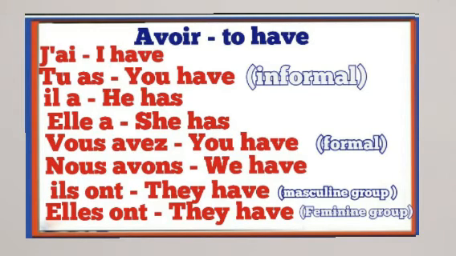I have. Tu as, you have. Il a, he has. Elle a, she has. Vous avez, you have. Nous avons, we have. Ils ont, they have, masculine group. Elles ont, they have, feminine group.